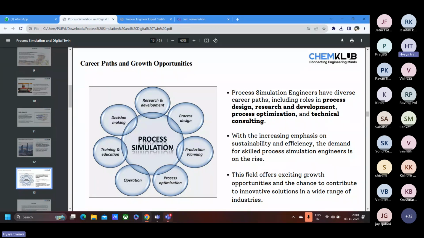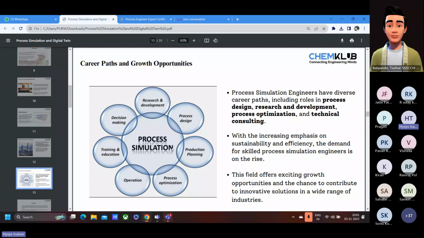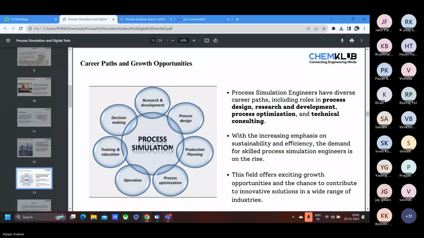Then another is research and development. In pharmaceutical industries, and in petrochemicals if there is new product development, R&D does heavy analysis in process simulation software. If you go for a PhD or doctorate, nowadays simulation knowledge is a very necessary requirement. Another is the process optimization part, which we already discussed, and then day-to-day operations.